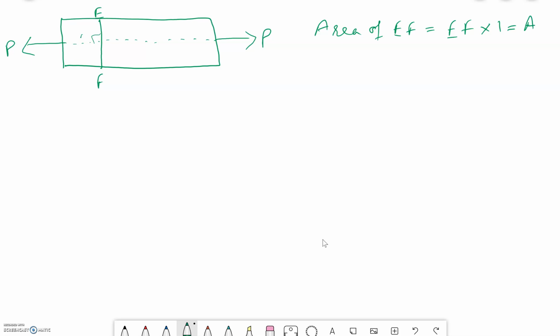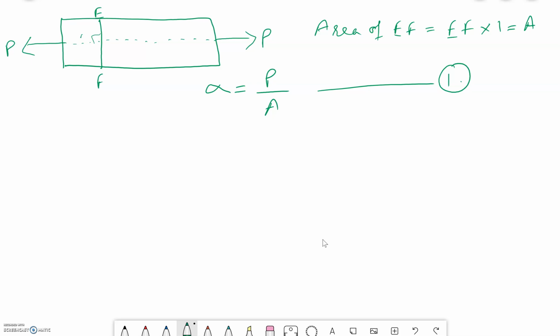The stress in the section is given by our fundamental definition of stress, which is force per area. In this situation, P by A. This is our fundamental definition. This is our equation 1. Now, if we look at the section EF, the stresses are normal stresses. There is no shear stress on this. There is no tangential stress on section EF.